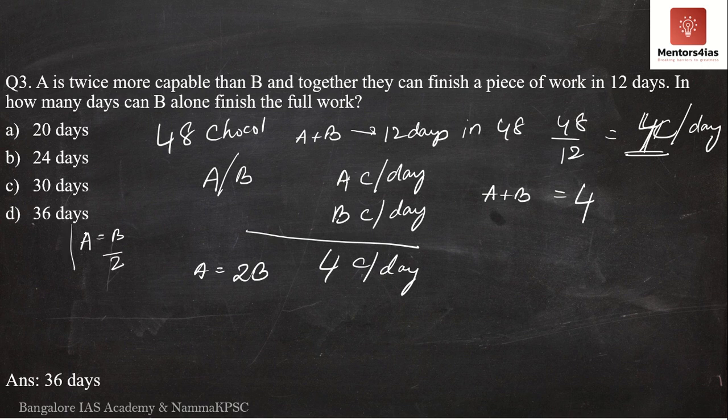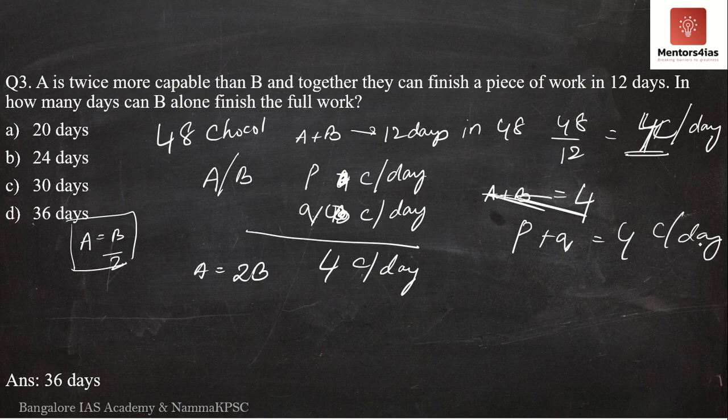That was because A represented the number of days, B also represented the number of days. But here I am saying the number of chocolates. If this is confusing, let me take P, and I'll take this as Q. So A eats, I'm just assuming, P chocolates per day, B eats Q chocolates per day. So P plus Q is how much? It should be 4 chocolates per day.